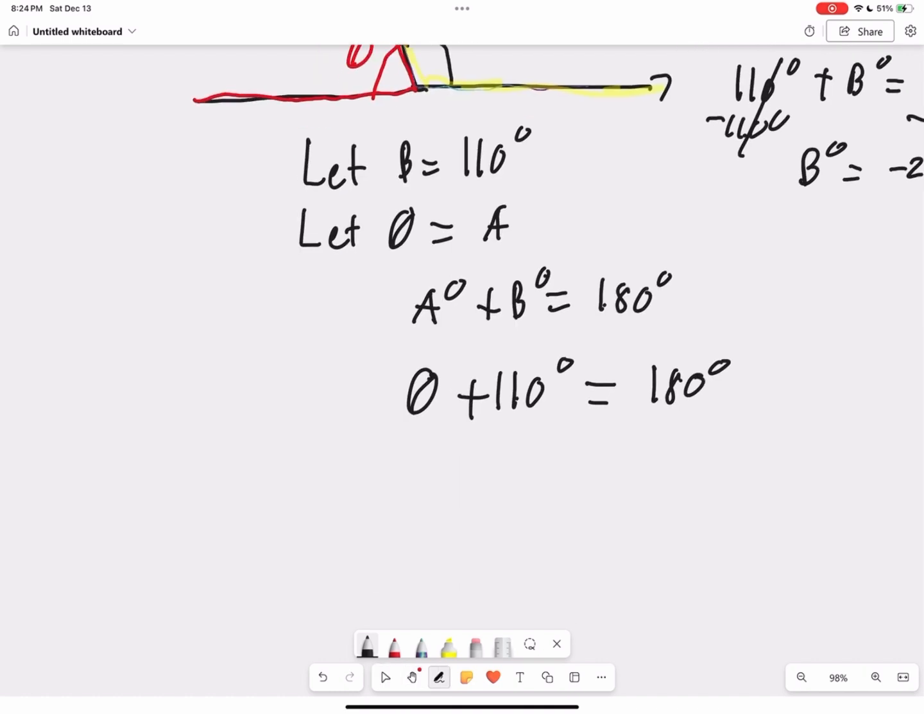So if we do our algebra, remember, we want to get rid of something. We do the opposite and bring it over to the other side.